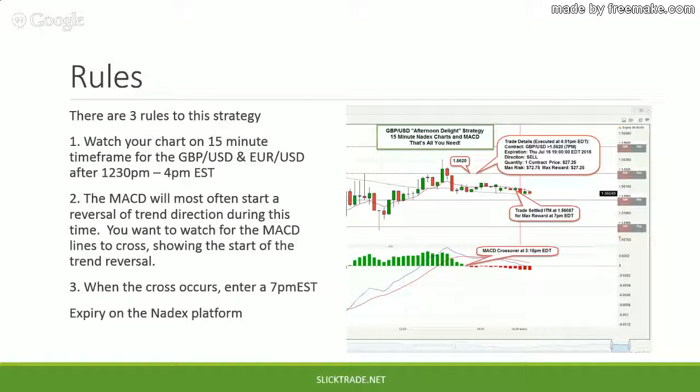You're going to watch for those MACD lines to cross. This is the crossover. So they're separated, they cross here. And when the cross occurs, enter a 7 p.m. expiry on the Nadex platform.